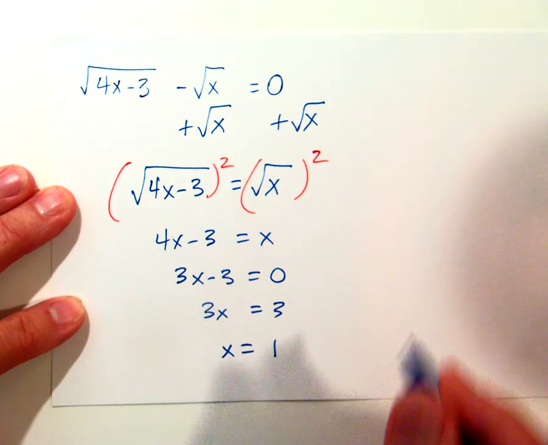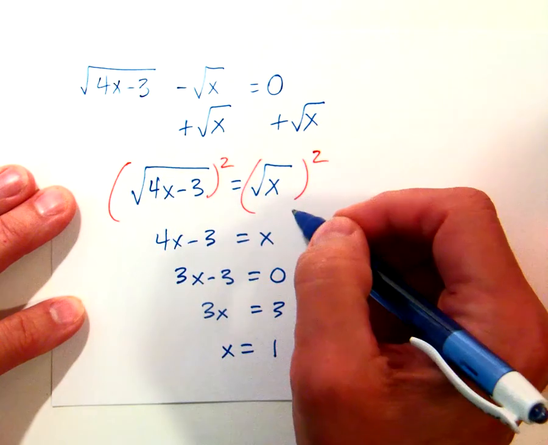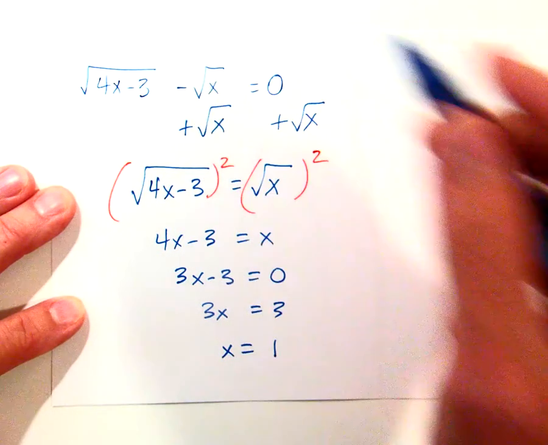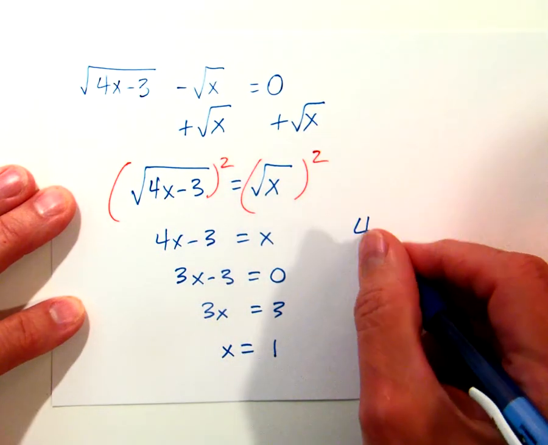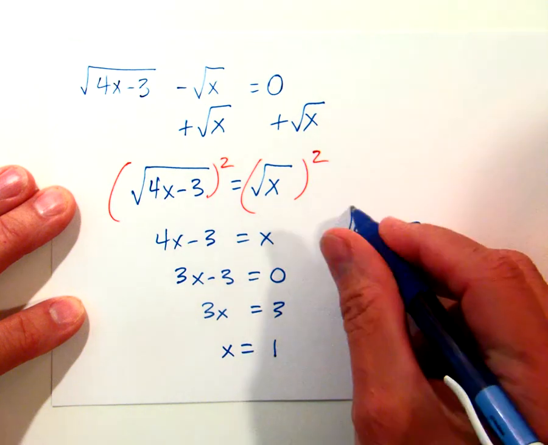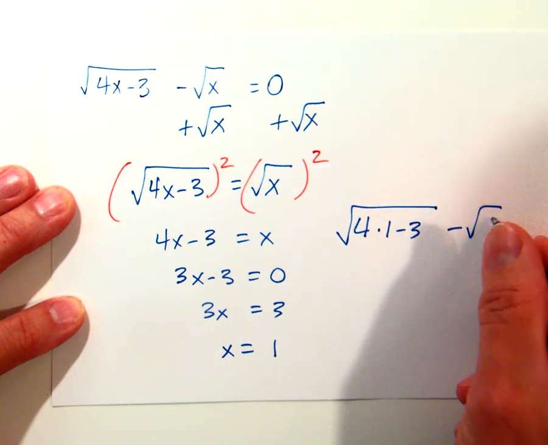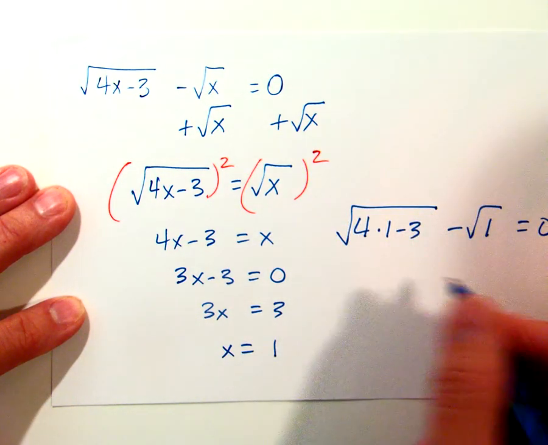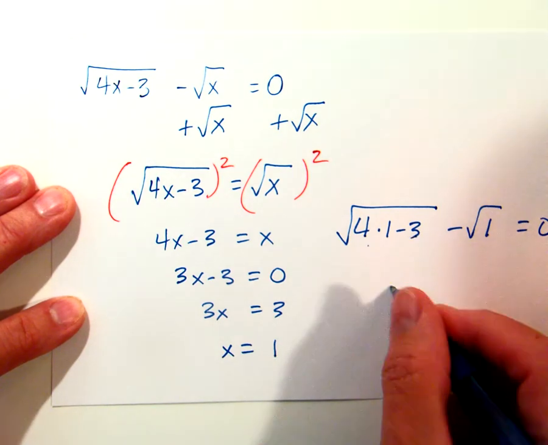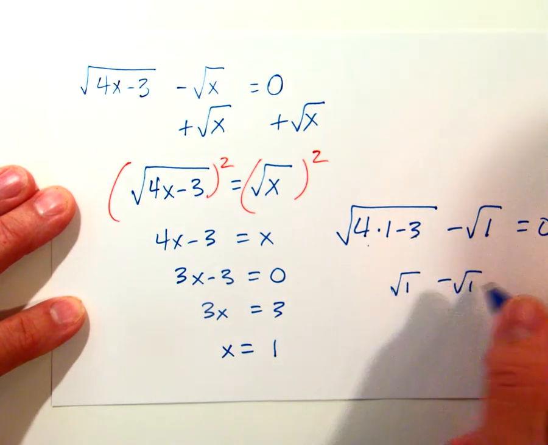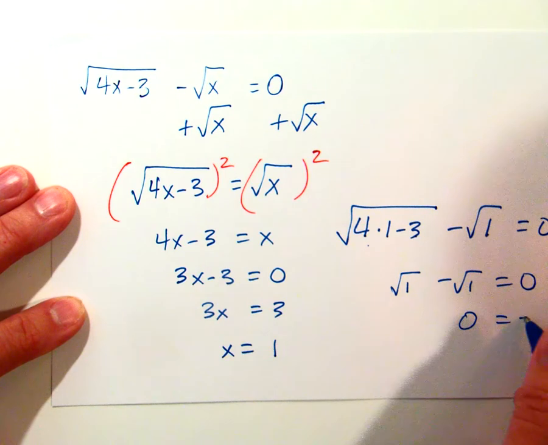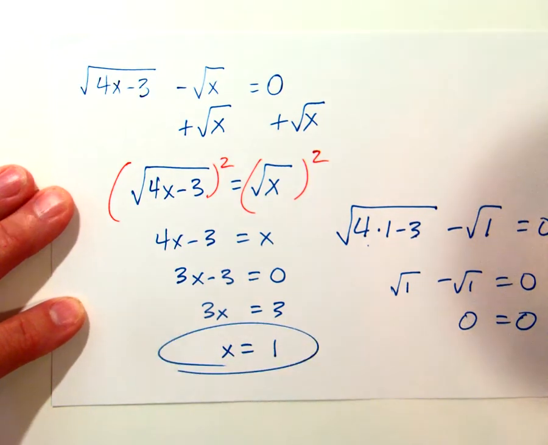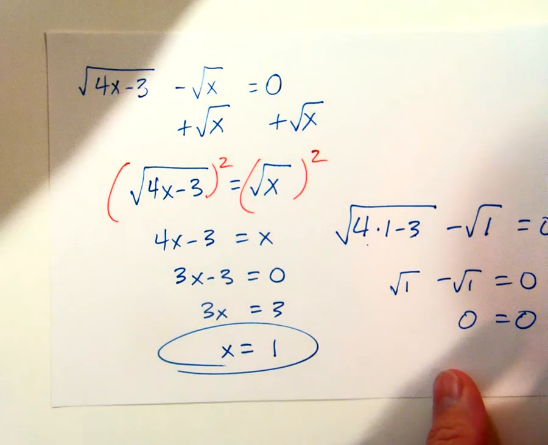Well, let's see if it works. Original equation, not the modified equation, the original equation. So that'll be 4 times 1 minus 3 minus the square root of 1 equals 0. Well, let's see, 4 minus 3 is 1, so that's the square root of 1 minus the square root of 1 equals 0, and I'm thinking that's right. So this answer is a good one. We're good with it. Okay, now let's try this next one.